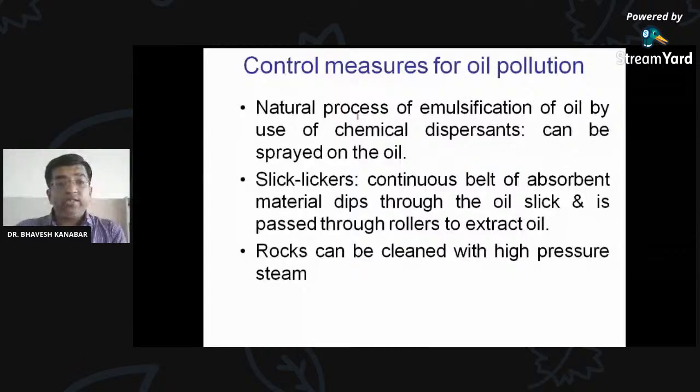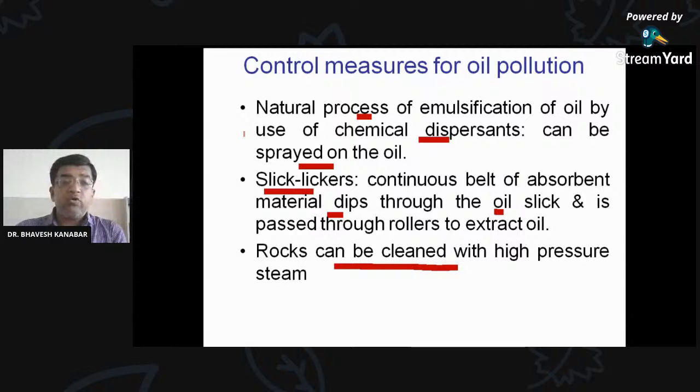Control measures for oil pollution: natural emulsification of the oil, use of a chemical dispersant that can be spread on the oil, slick liquor, and a continuous belt of absorbent material dipped into the oil slick. These control measures are actually more related to those who work in the marine industry.